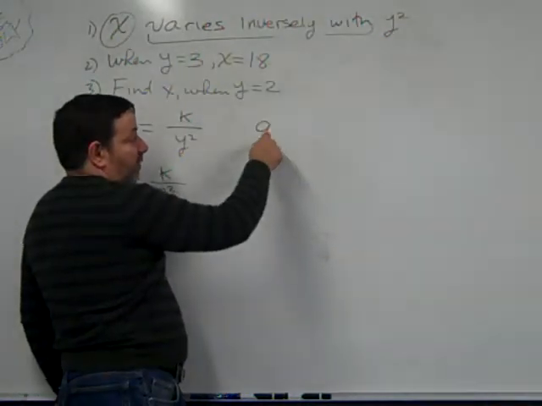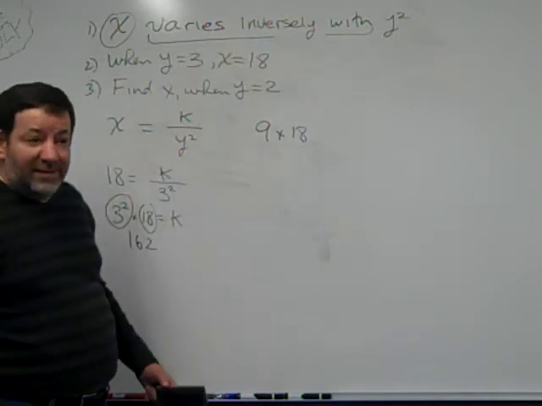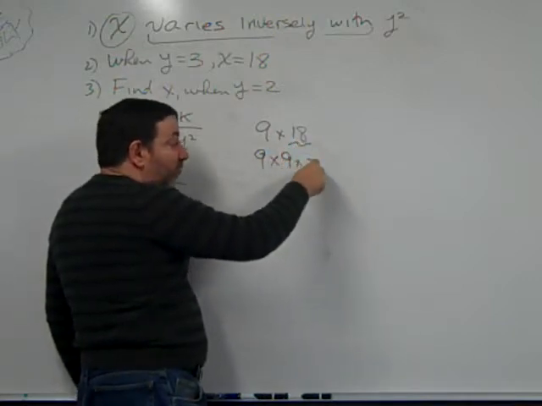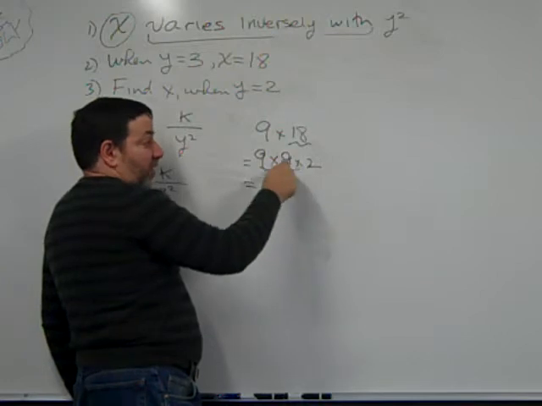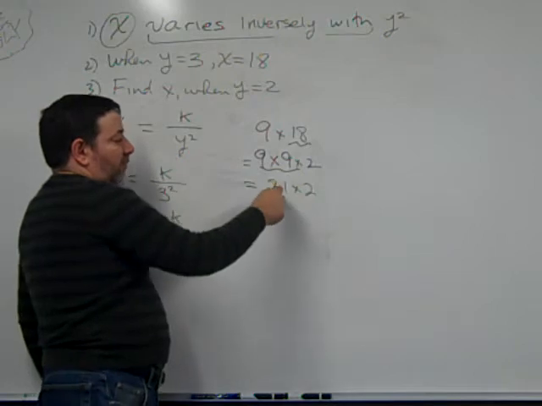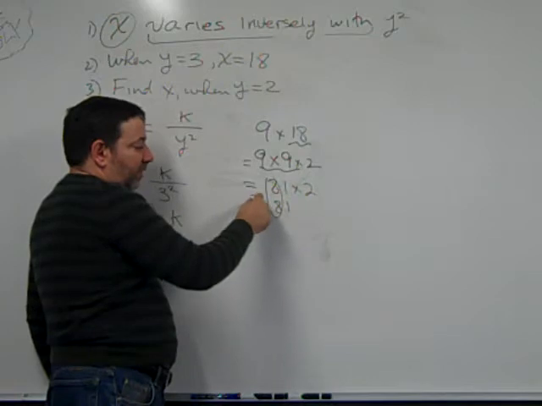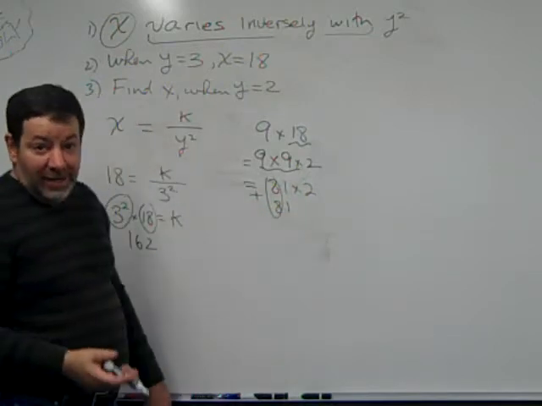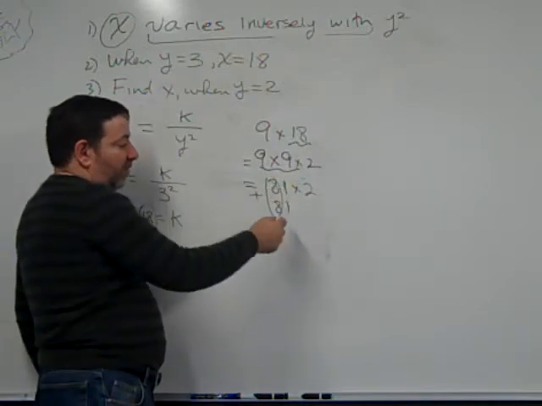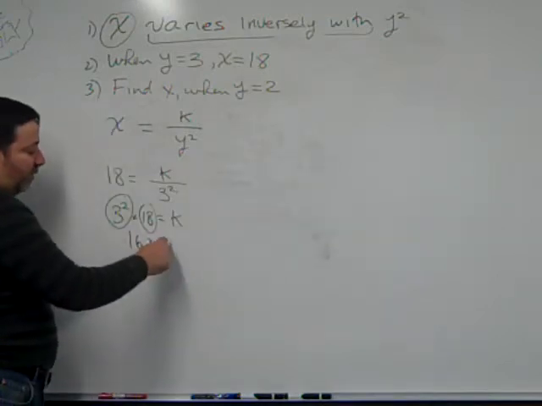How did I do it? I'll be honest, I don't know what 9 times 18 is, but yet I knew it was 162. Why? Because I know 18 is 9 times 2. And I definitely know what 9 times 9 is, times 2. 81 and 81 is 162, since I'm multiplying it by 2, that means I'm adding 81 and 81. 80 plus 80 is 160, plus 1 plus another 1, 162. That is the value of k.